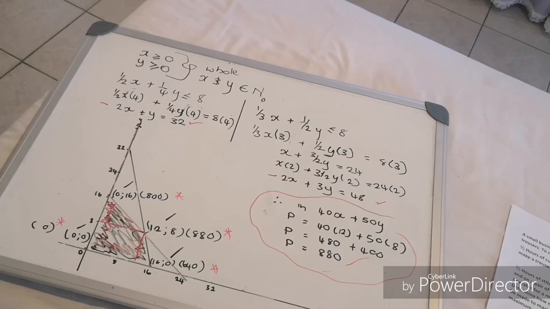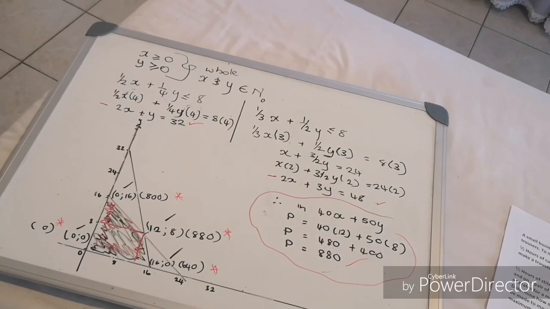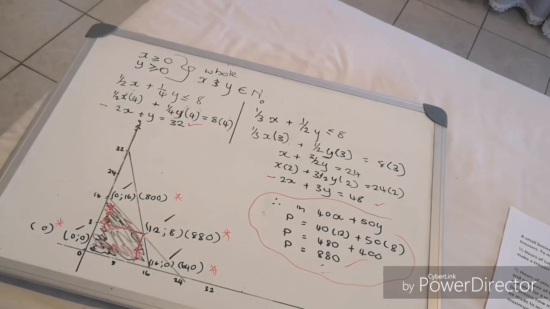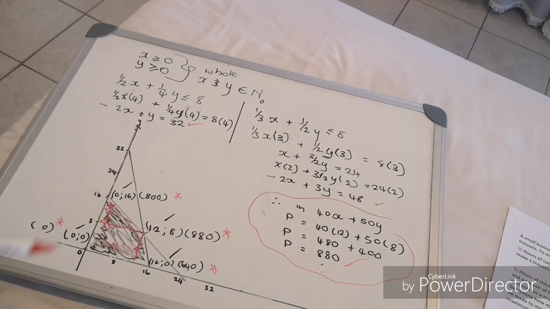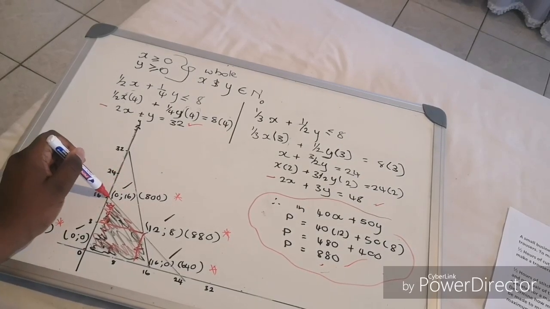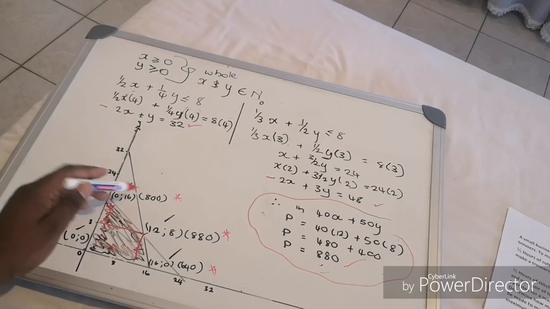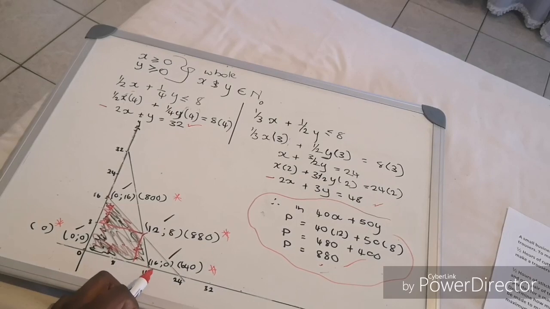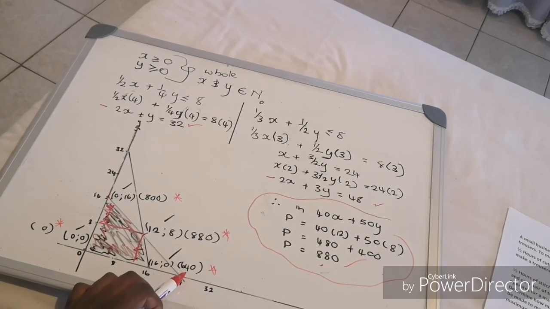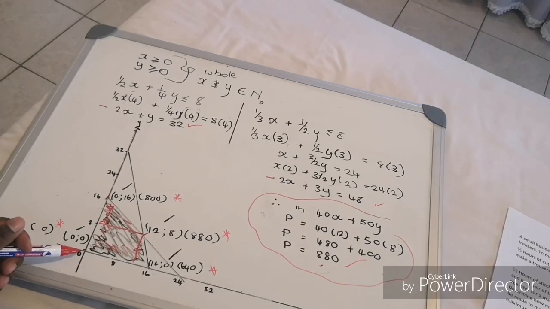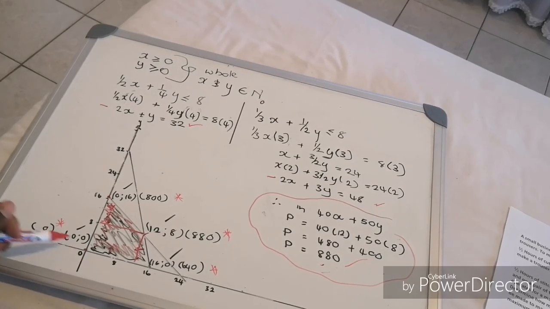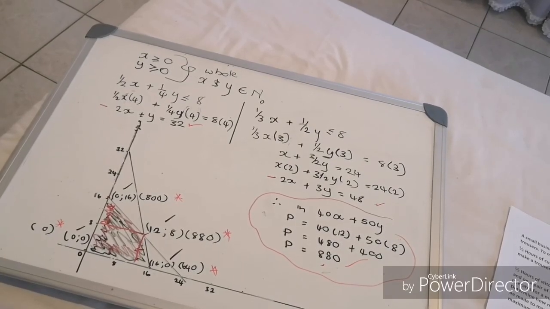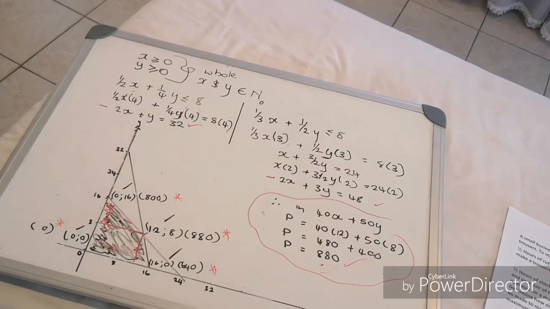Because that's the highest value, we can safely assume, or if we calculate it, we can see we're going to get 880. But I further did calculations on the other points as well. Where the graph meets at 0 and 16, I got a value of 800. Where the graph meets at 16 and 0, I got a value of 640. And where the two axes meet, at 0 and 0, I got a value of 0. So we can safely say that our maximum profit in this case is 880.